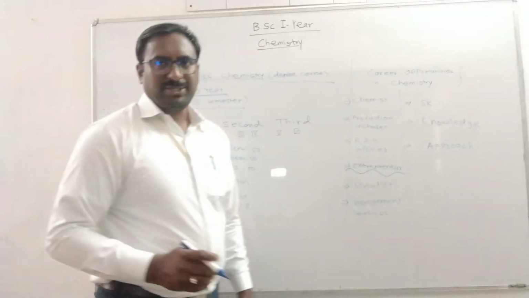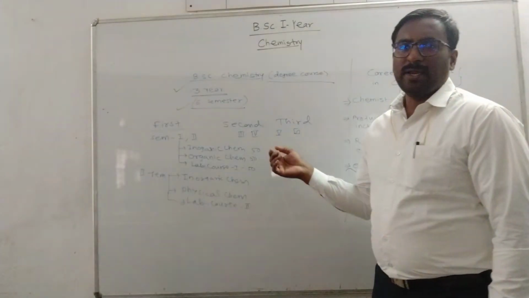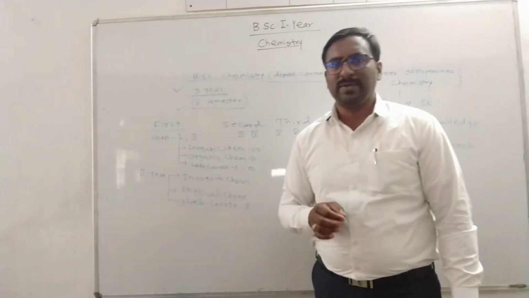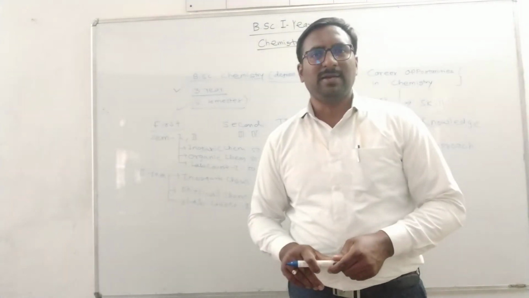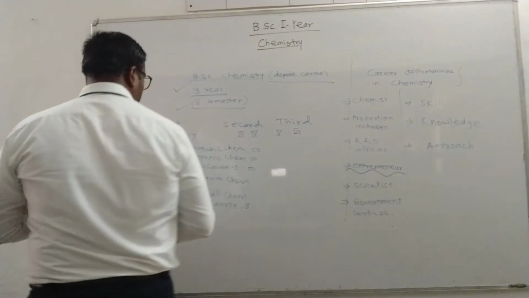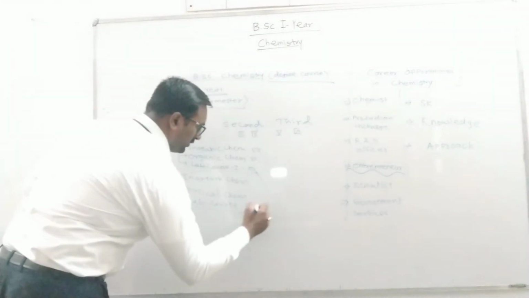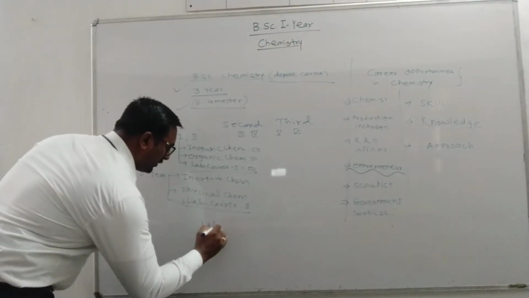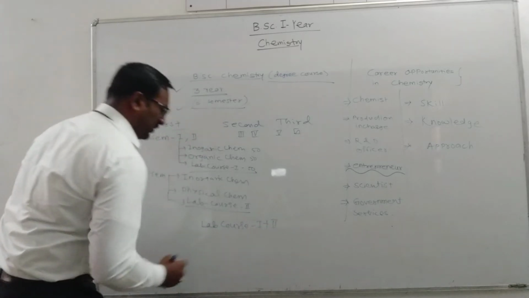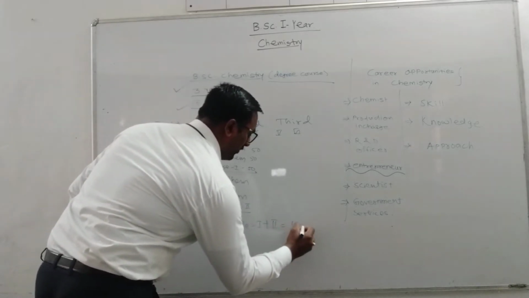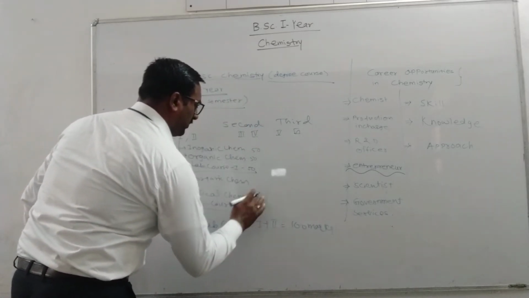Now, mode of examination. For theory paper, examination is conducted at the end of each semester. While for practical paper, for the lab course, examination is combined and it is annual. So for lab course 1 plus lab course 2, 100 marks.